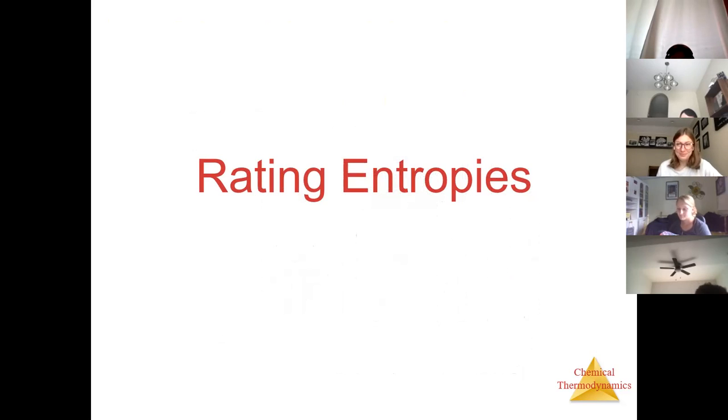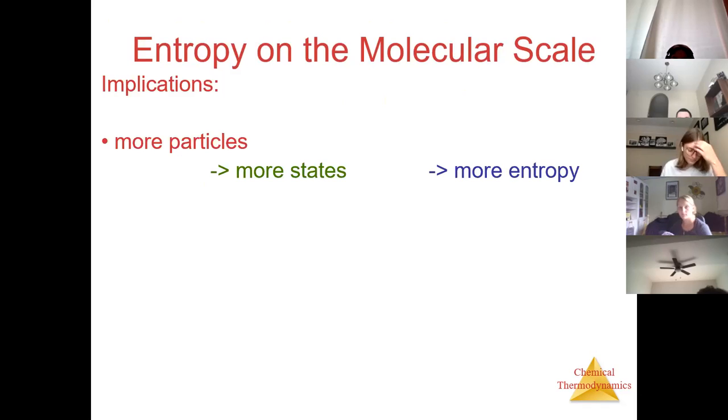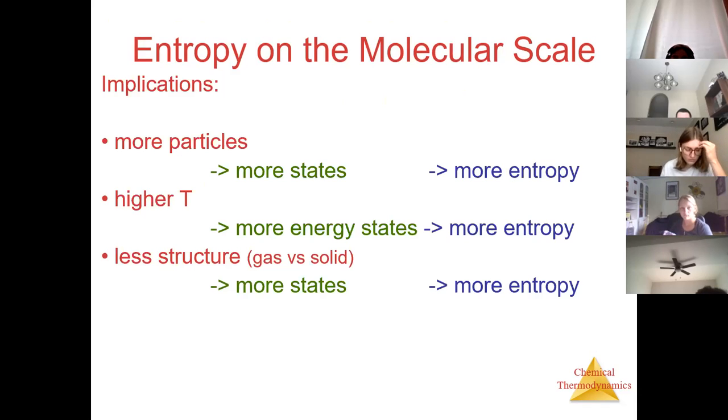So what we have to do is look at different systems and be able to rate them so that we can compare one system to the next. If we're dealing with a molecular scale, if you have more kids in the house, you have less control. More particles, you're going to have more states, more entropy. If you have a higher temperature, if you throw beer into the party, then you have even less control. You have more entropy.